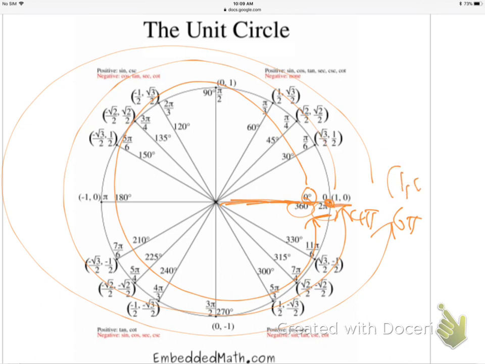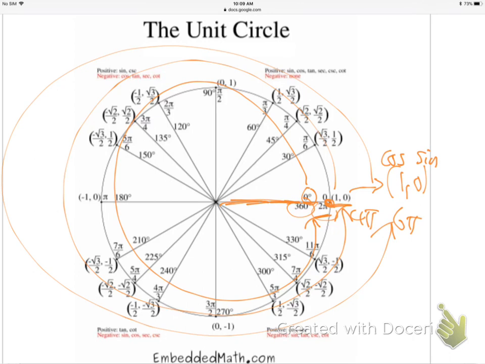Well, it's 1, 0, which means the x is cosine. Remember the definition of cosine is just x? And the y is the sine. So that's the most fundamental thing to remember. Whenever you end up at some spot on the unit circle, the first one is cosine, the x is cosine, the y is sine. So what do they want from me?